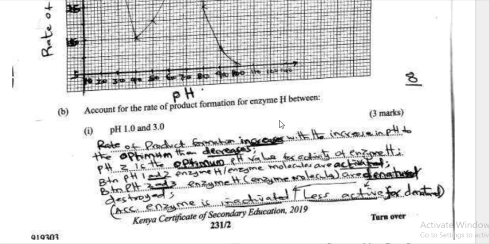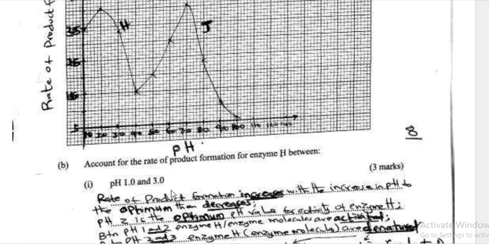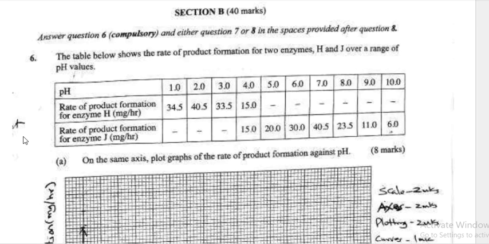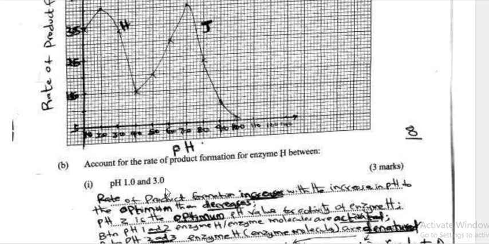Part B, account for the rate of product formation for enzyme H. Roman 1, pH 1 and 3, that is between pH 1 and 3. Let's look at enzyme H. This one is enzyme H between pH of 1 to 3. You can see the rate is increasing, then decreases to 3.5 at pH of 3. You can look here. At the start it is increasing. The rate of product formation is increasing, then decreases when you move to 3.